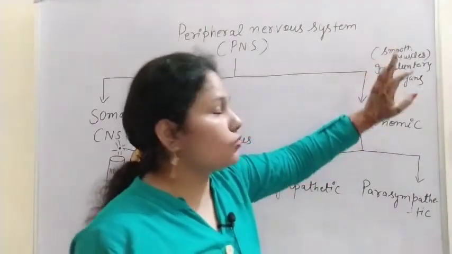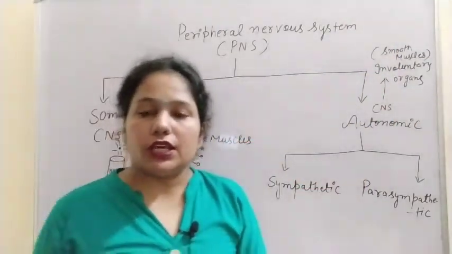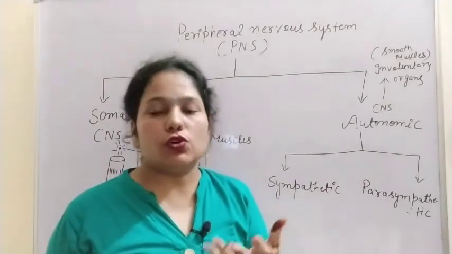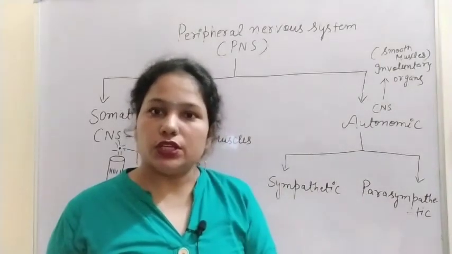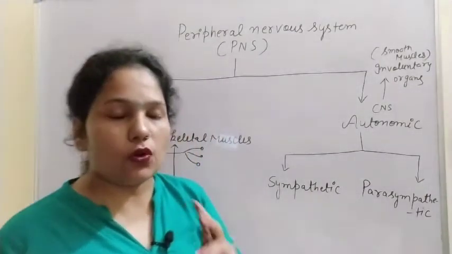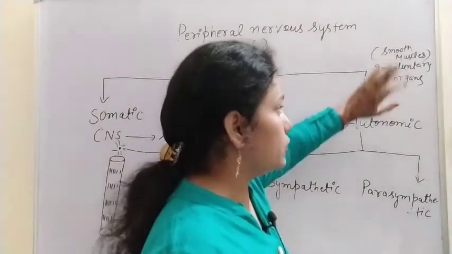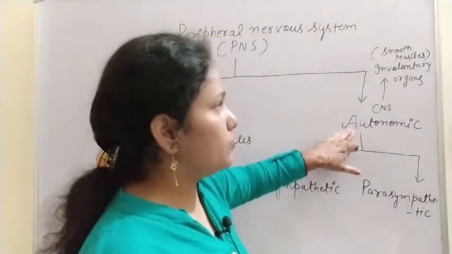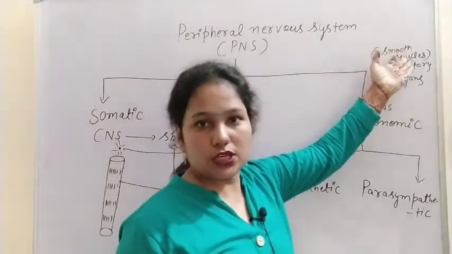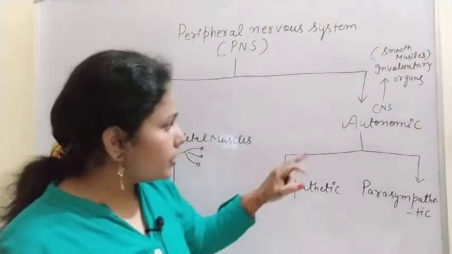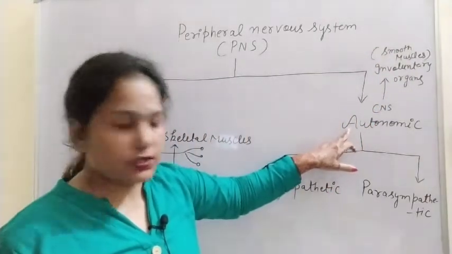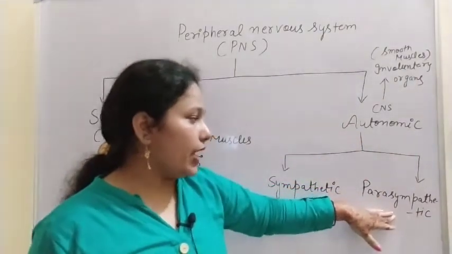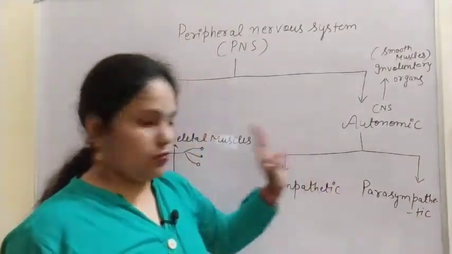These involuntary organs, like the alimentary canal, or how the internal organs are working. We don't know what our kidney is doing, what our heart is doing, so we are not aware. So these are the involuntary organs, along with the smooth muscles. This autonomic nervous system transmits the message to involuntary organs. Next, this autonomic nervous system is divided into two types, sympathetic and parasympathetic.